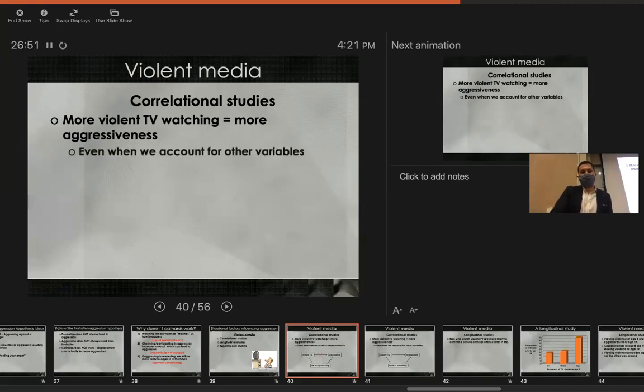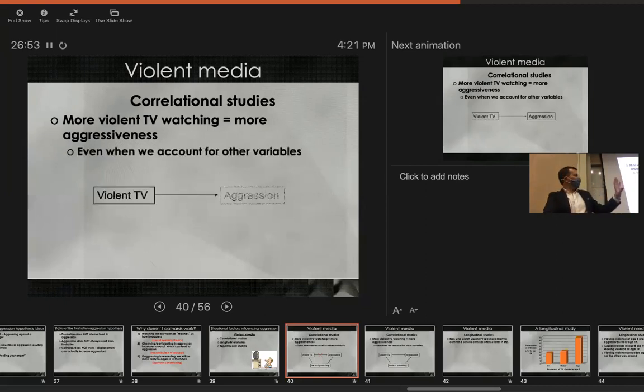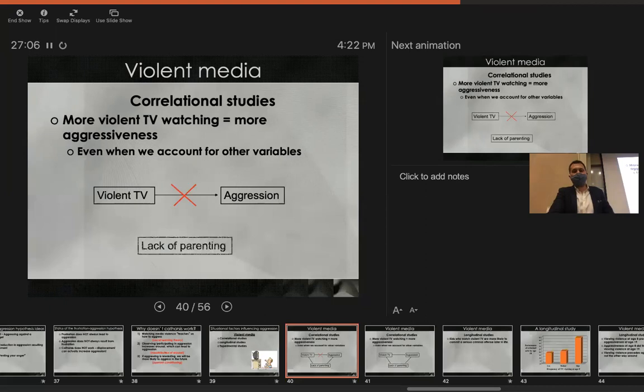In your notes, you have this stuff here. I'm going to skip over this. This gets a little bit too into the weeds with some statistical issues that you don't really need to know about, and it gets a little bit confusing. I'm not going to ask any questions on the exam about this, so don't worry about this accounting for other variables thing. I'm just going to skip over that. Just know that there is a correlation between watching violent TV and behaving aggressively.